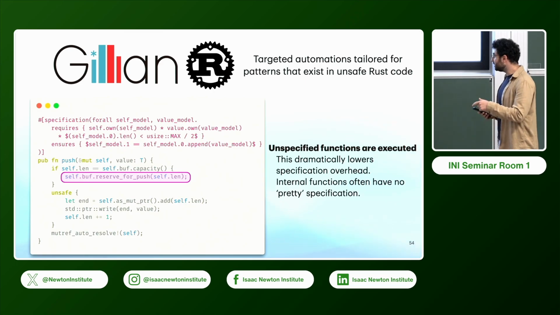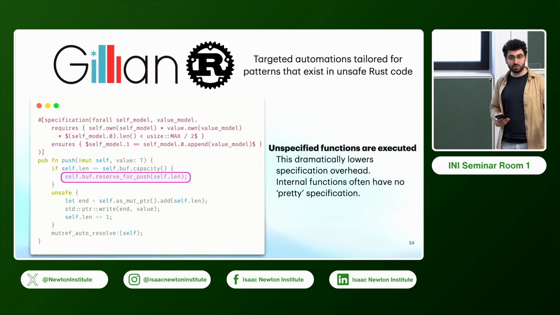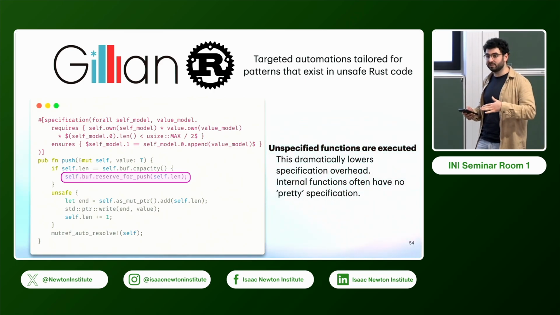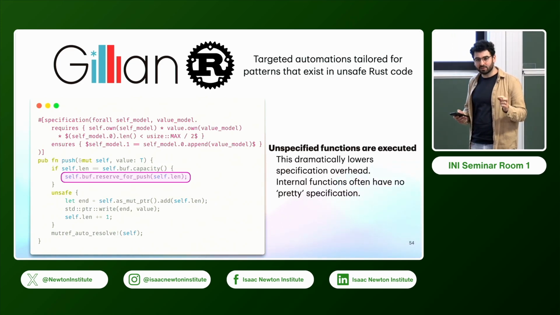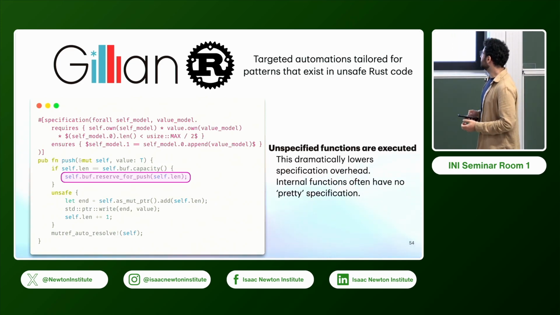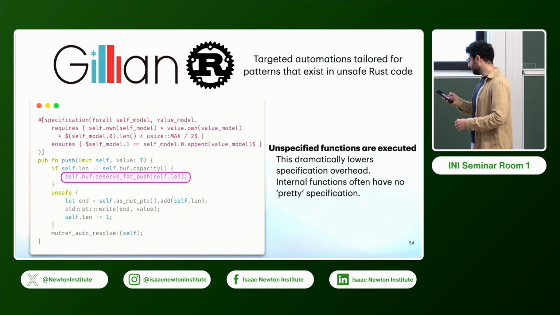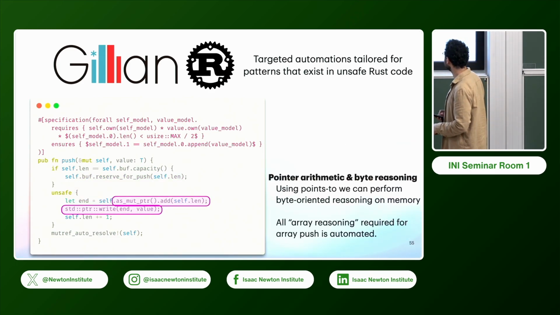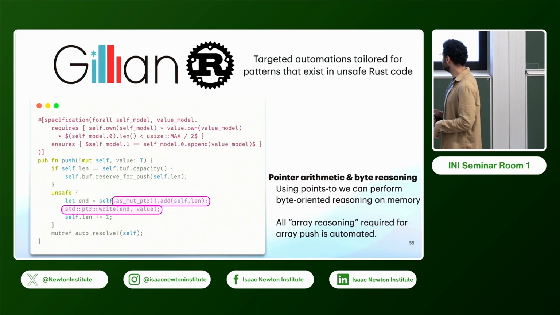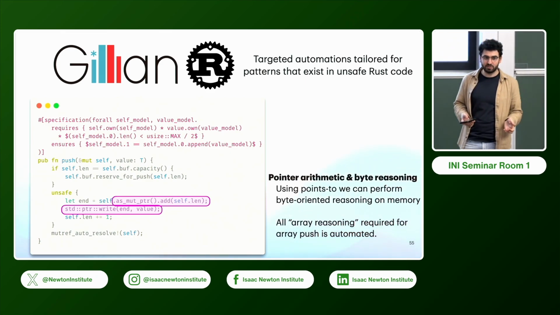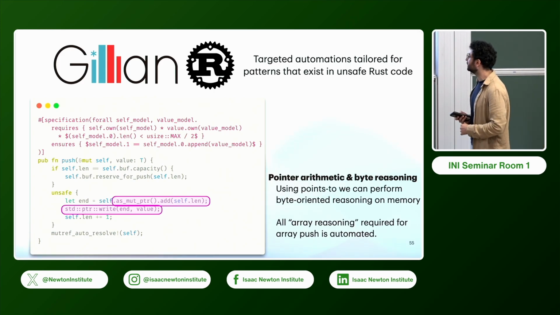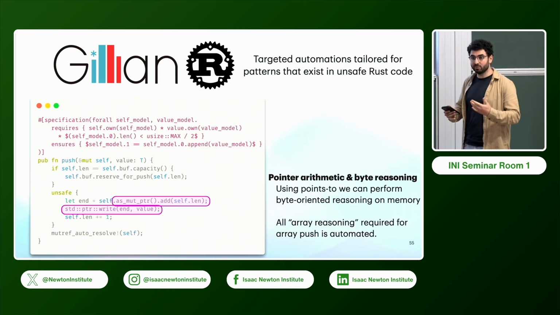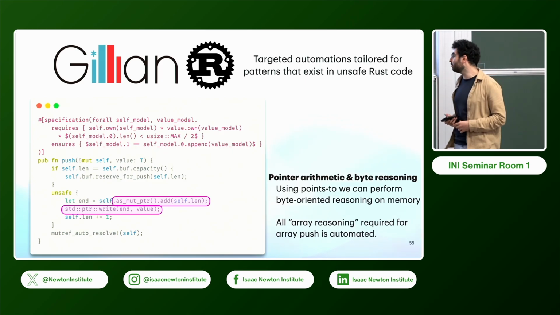In Gillian-Rust, unspecified functions are just executed, so that allows us to reduce the overhead in writing specifications. In particular, internal functions often do not really have nice specs, so we just execute them at simple execution runtime. Pointer arithmetic and byte reasoning is automated a lot thanks to the Z3 solver and the heap model of Gillian-Rust. And specifically here, for pushing at the end of a vector, there's absolutely no annotation to add to make the vector and array reasoning work.